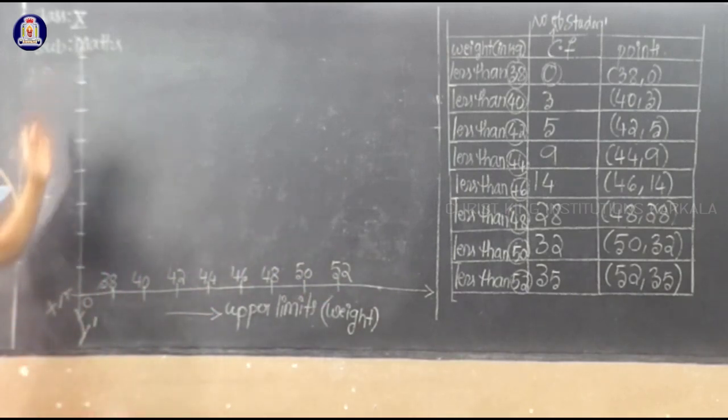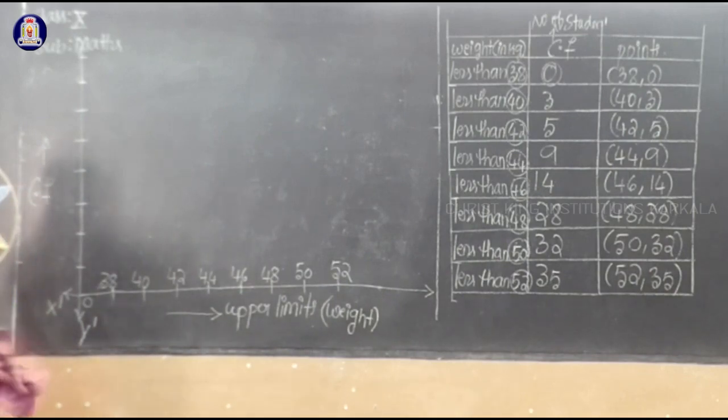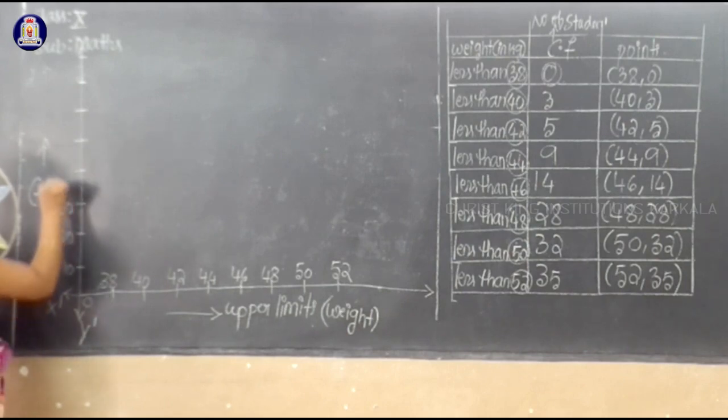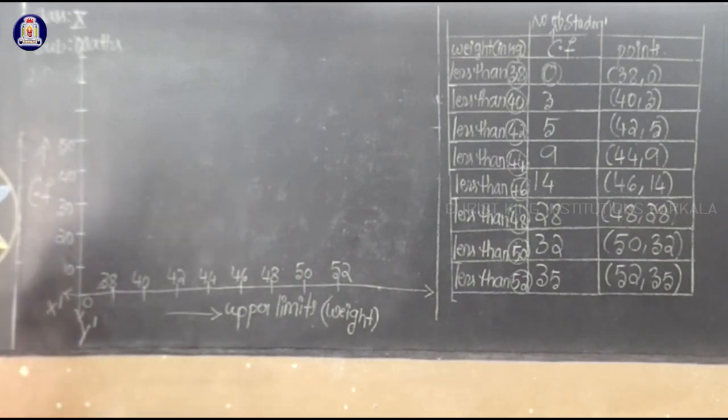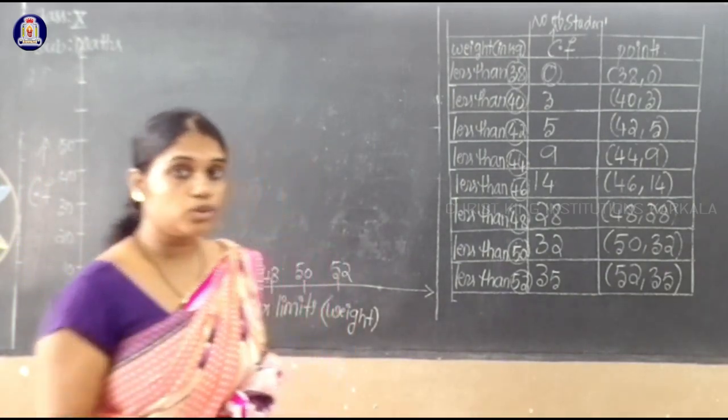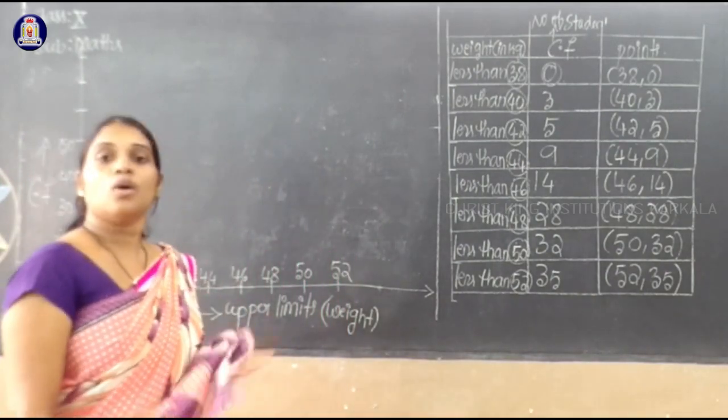Next, along the y-axis you have to consider cumulative frequency value. So you consider 10, 20, 30 like that. That is better. Take 1 centimeter is equal to 10 units. 10, 20, 30, 40, 50. Yes, it's enough. Now I'll write scale. This is important. You have to write x scale and y scale.